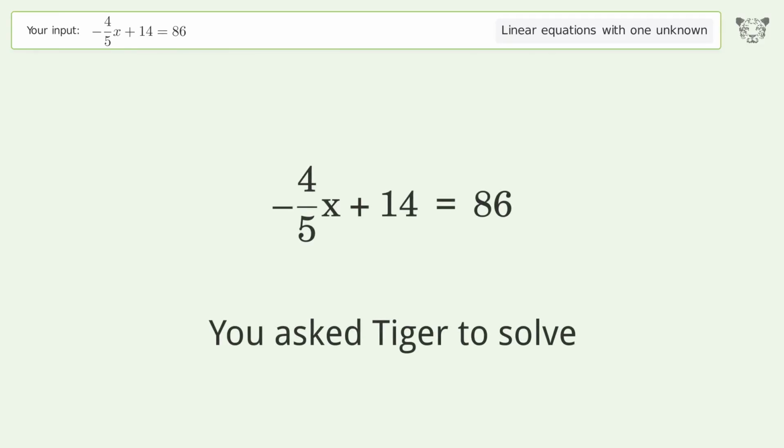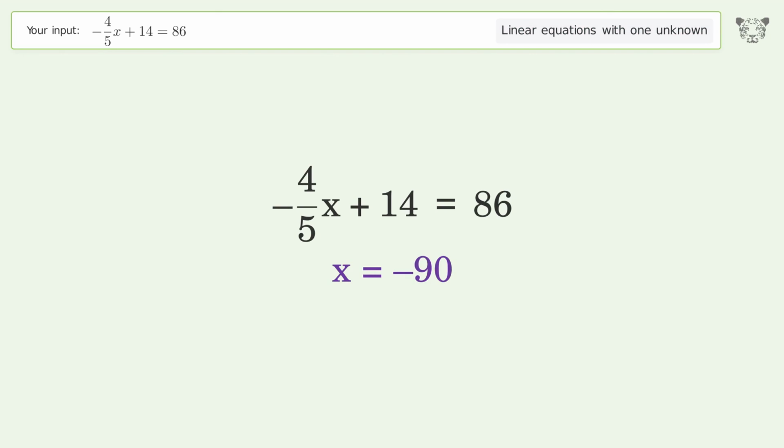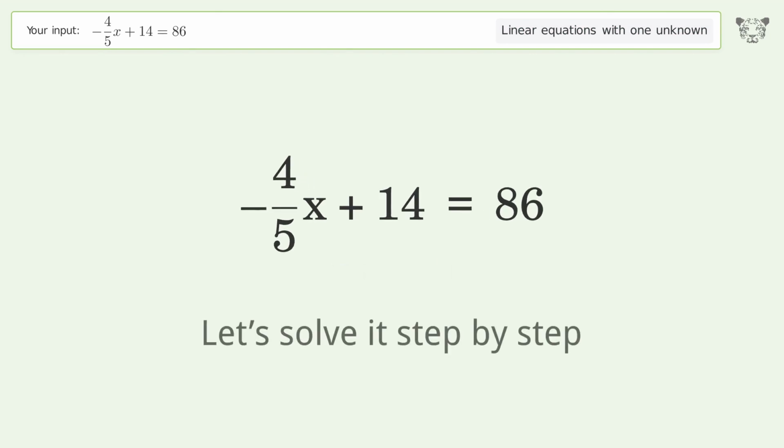You ask Tiger to solve this. This deals with linear equations with one unknown. The final result is x equals -90. Let's solve it step by step.